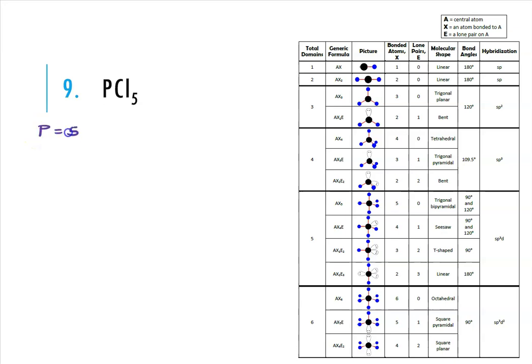Next up, PCl5. P is in group 15, so it has 5 valence electrons. Cl is in group 17, so it has 7 times 5 is 35, which gives me 40. P is my central atom.